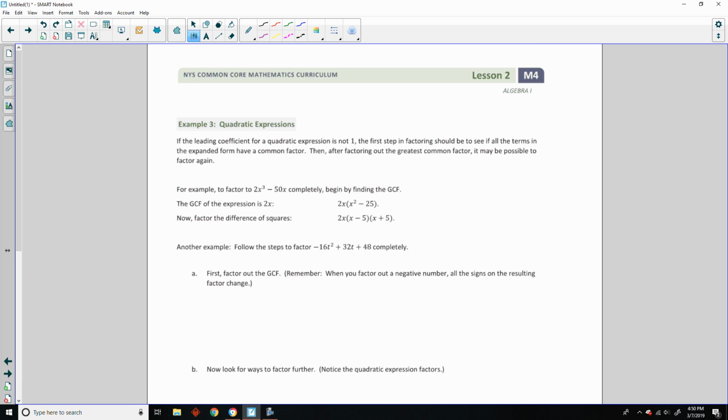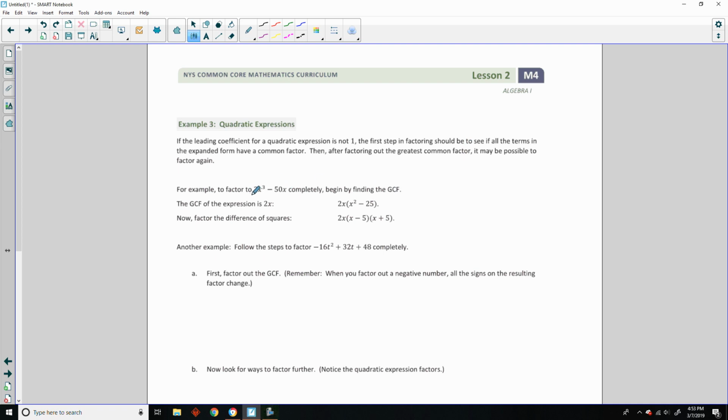Example 3. Quadratic expressions. If the leading coefficient for a quadratic expression is not 1, the first step in factoring should be to see if all the terms in expanded form have a common factor. Then, after factoring out the greatest common factor, or GCF, it may be possible to factor again. For example, to factor 2x cubed minus 50x completely, begin by finding the GCF.